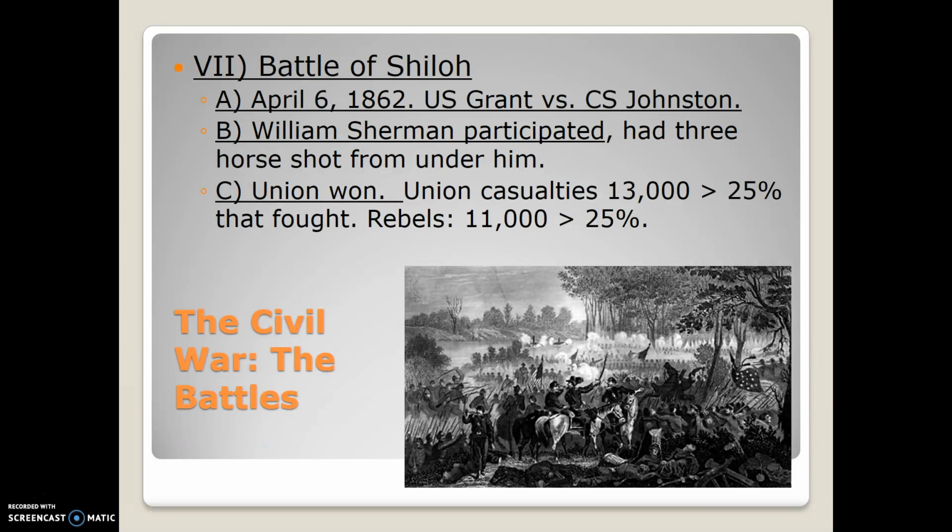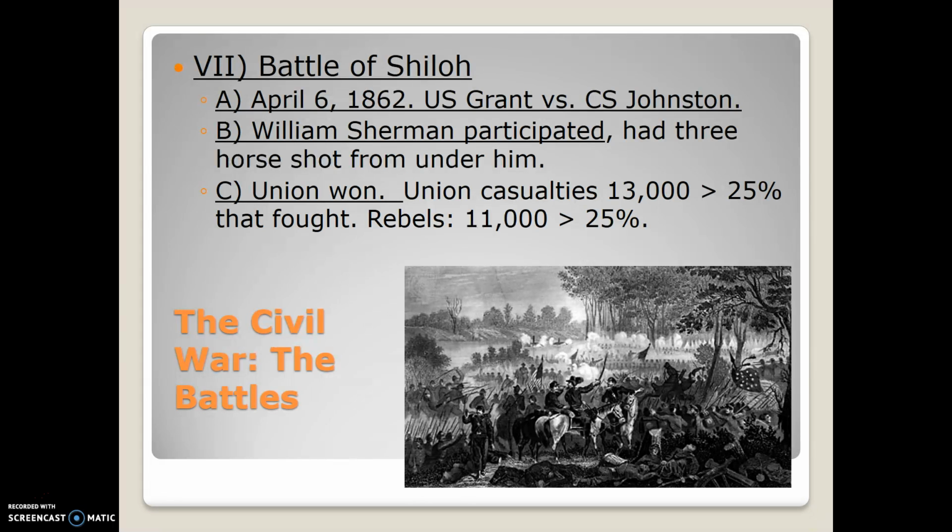So we get to the Battle of Shiloh, April 6, 1862. You have the United States General Grant versus the Confederate States General Johnston. Then you also have William Tecumseh Sherman participating, who actually ended up having 3 horses shot from underneath him. He lost one, hopped on another one, lost one, hopped on another one, lost another one. He just kept going and fighting. And really what this represents is how bloody this war is going to be.